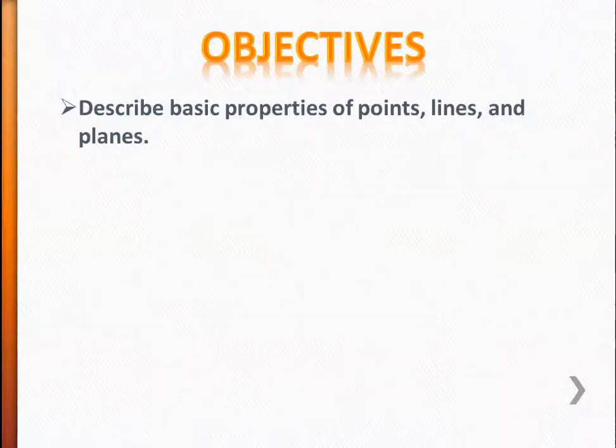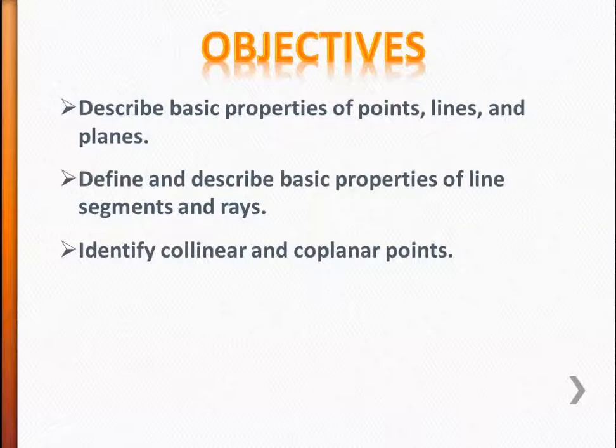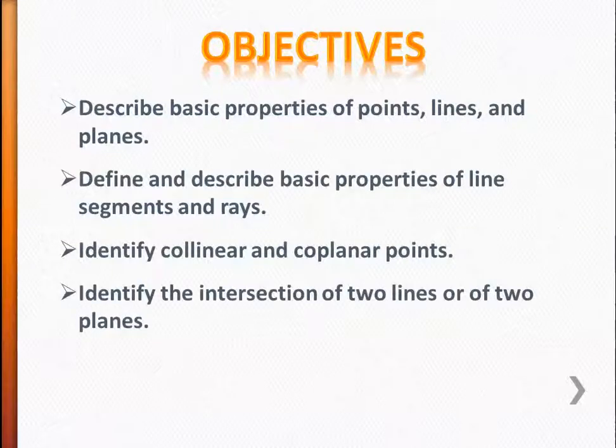The objectives in this lesson are to describe basic properties of points, lines, and planes, define and describe basic properties of line segments and rays, identify collinear and coplanar points, and identify the intersection of two lines or of two planes.